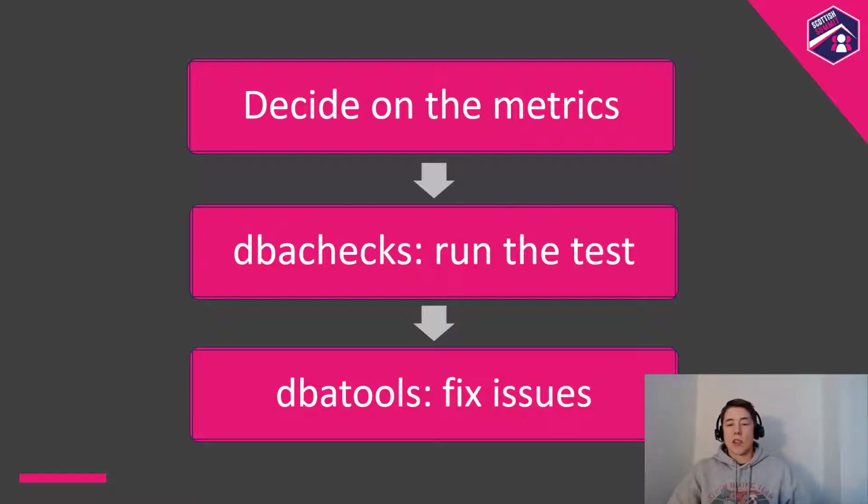We're then going to use DBHX to run some tests and see where we are now. We're going to get that initial baseline fitness score, and then we're going to use DBA Tools to go through and fix those issues. Once we get to the bottom, we're probably going to go back to the top, decide on new metrics, and incrementally make our environment better over and over again.